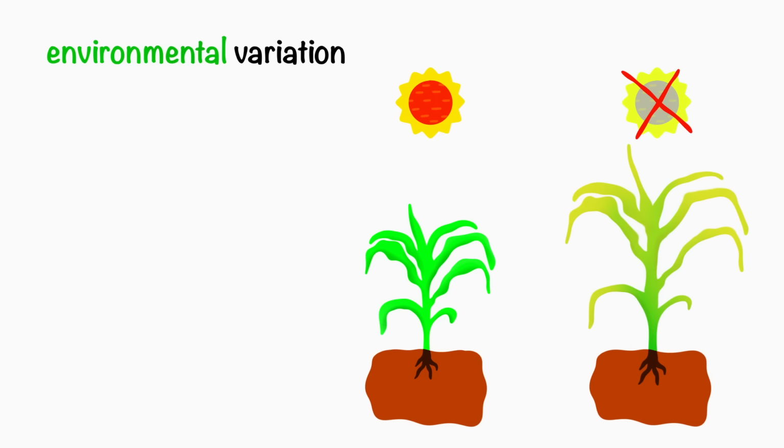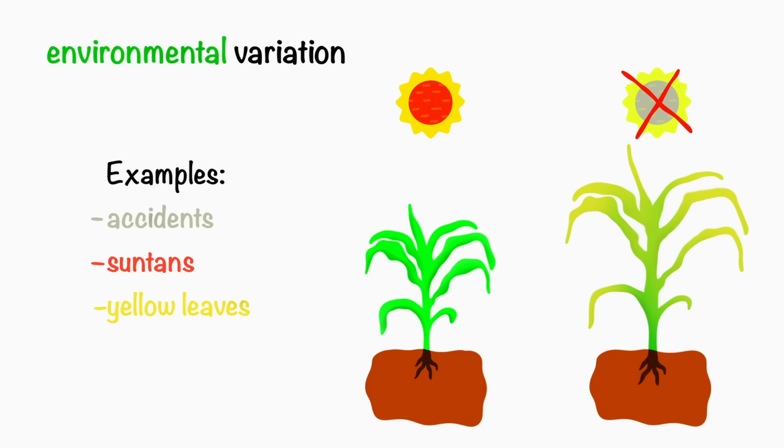The environment, including the conditions that organisms live and grow in, causes differences between members of the same species. For example, a plant grown in plenty of sunlight would be green, but the same plant grown in darkness would be tall and spindly with yellow leaves. These are environmental variations. Environmental variation covers a wide range of differences, from losing a finger in an accident to getting a suntan to plants having yellow leaves.